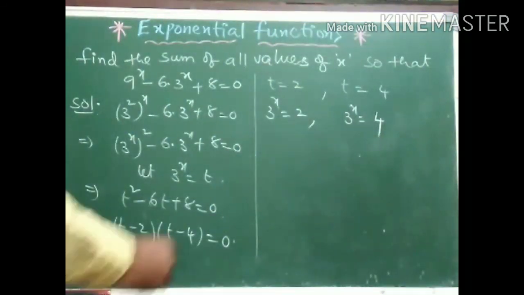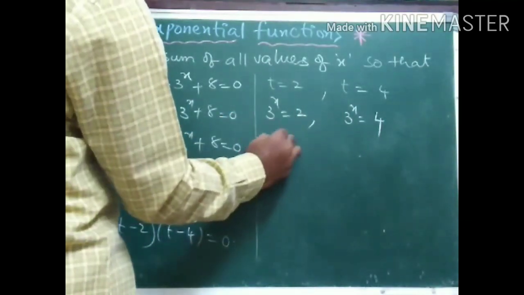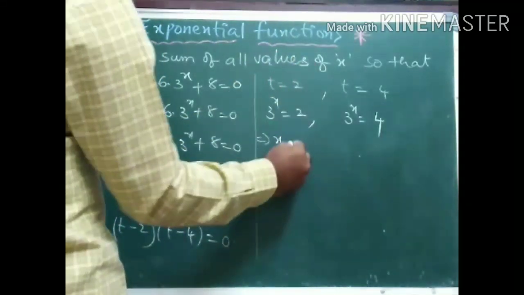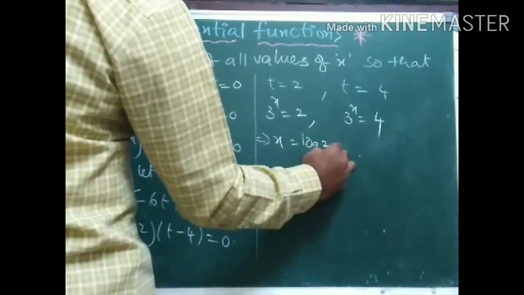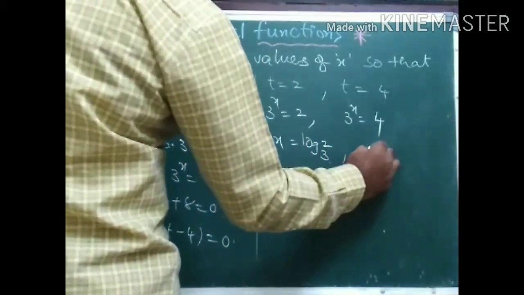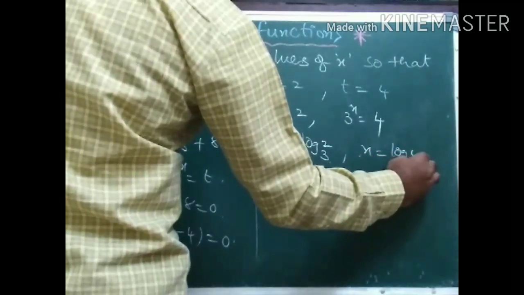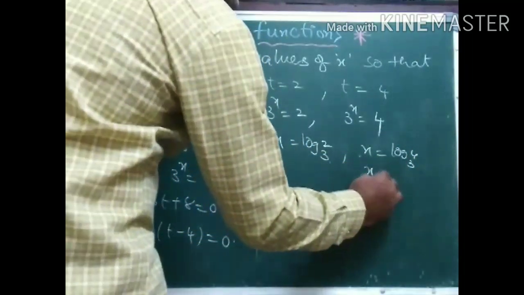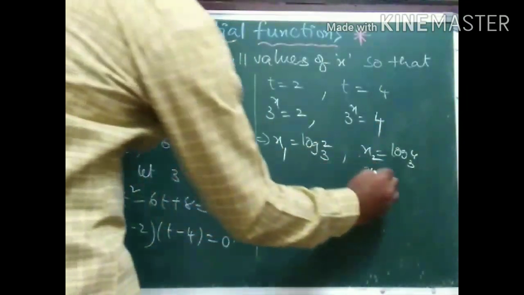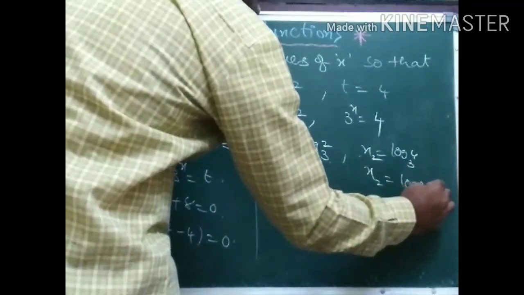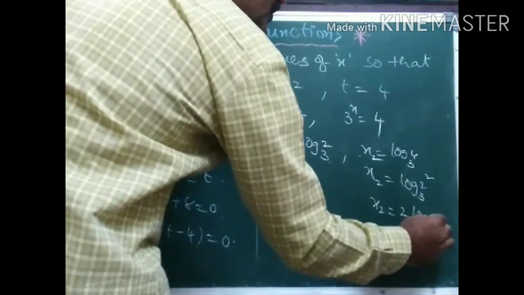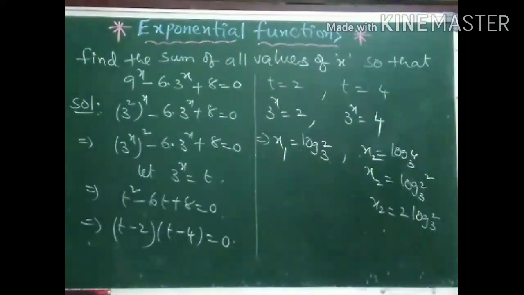If 3 power x is equal to 2, then what is x? Here the base is 3. On sending, it becomes a logarithm with base 3. Hence from this, x value is log 2 to the base 3. And from here, x is equal to log 4 to the base 3. This is say x1 and this is the another one, say x2. Hence x2 is equal to, further I can write, log 2 square to the base 3, and x2 is finally 2 into log 2 to the base 3.